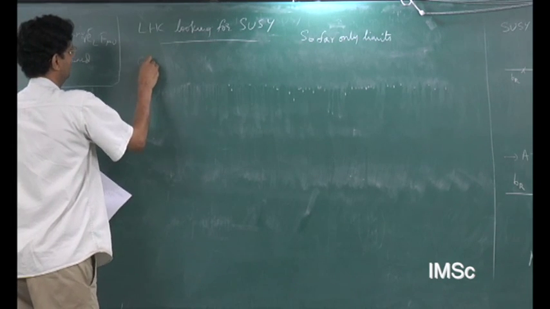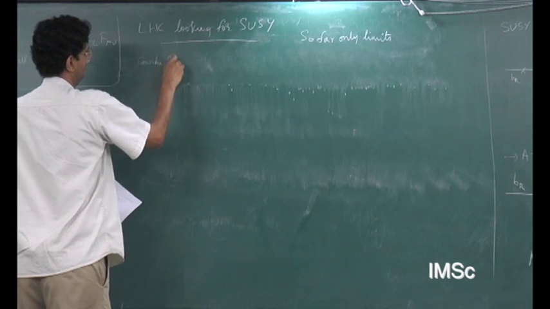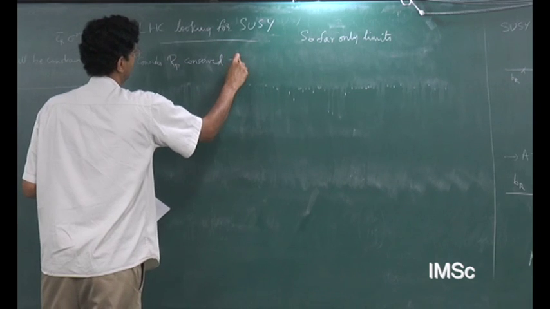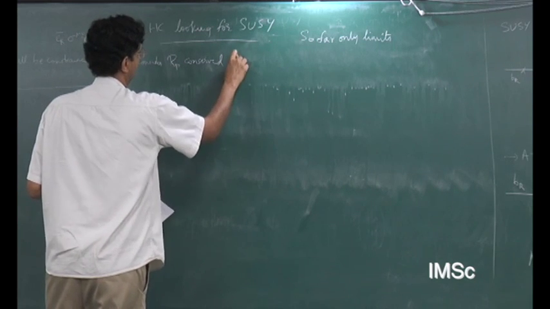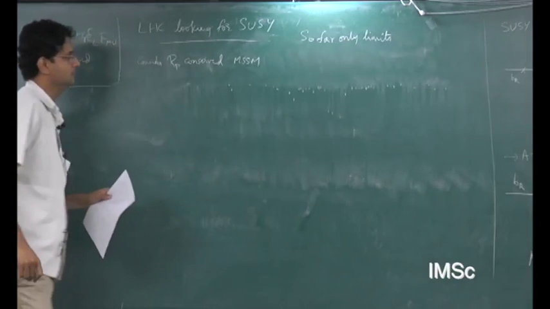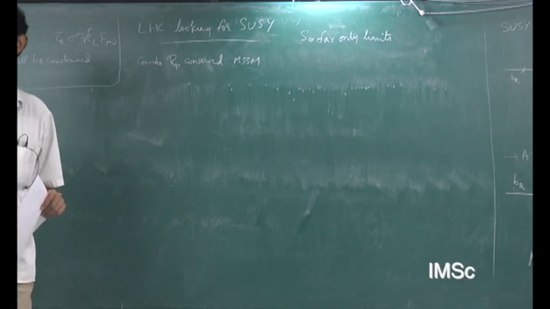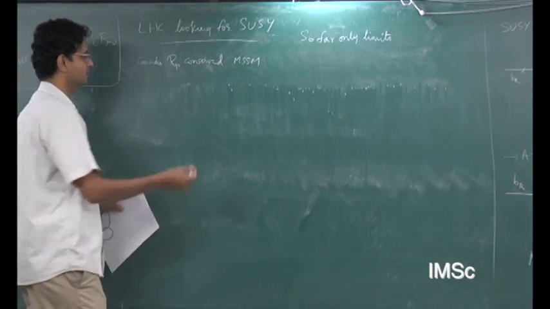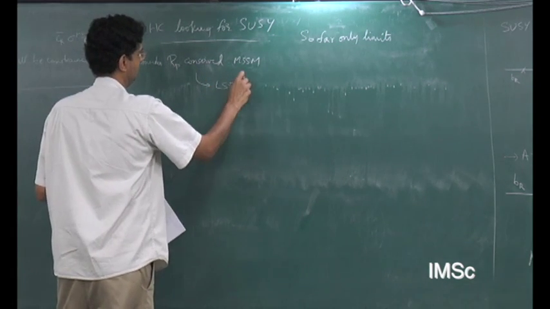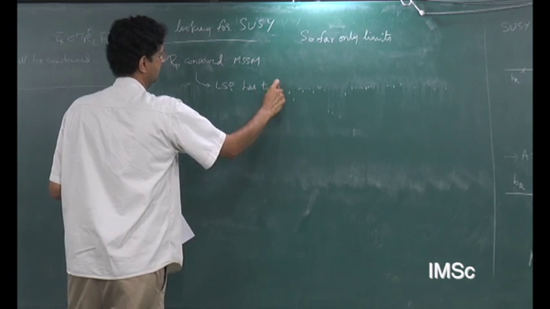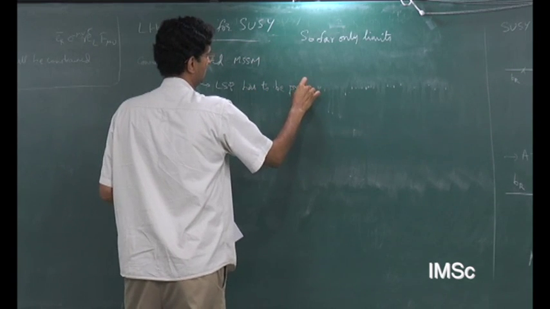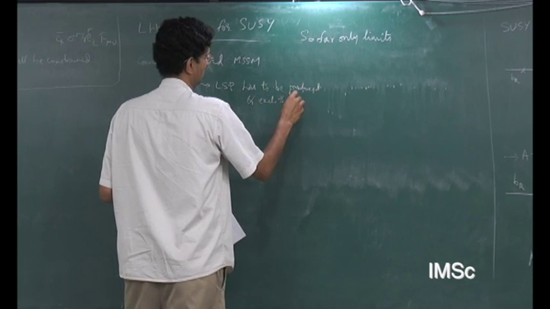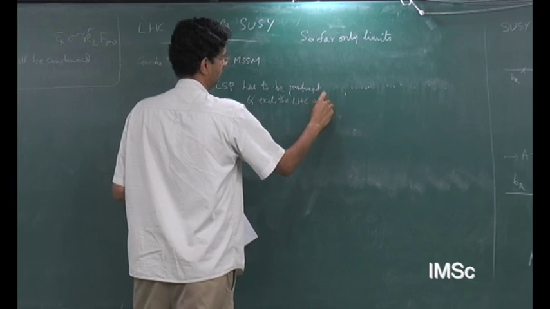So let's consider an R parity conserving theory, or in other words the MSSM. The signatures qualitatively change depending on whether you look at an R parity conserving theory or an R parity violating theory, and that's because the LSP has to be produced and exits the LHC as missing energy.